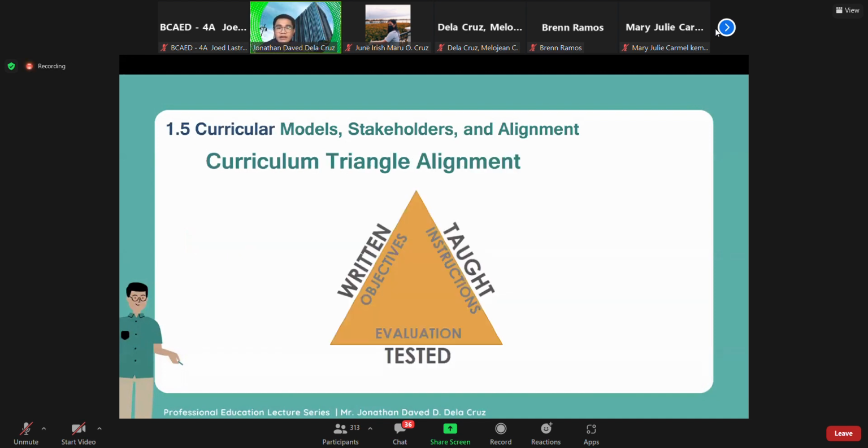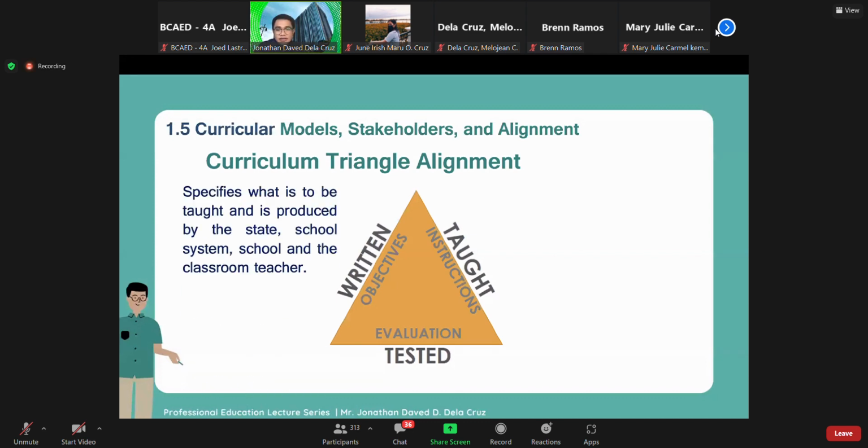Let's go to curriculum triangle alignment. The curriculum triangle alignment, this is more observed in an instructional level of curriculum. Okay. So the first one is written curriculum or objectives. These specify what is to be taught and is produced by the state, the school system, school and the classroom teacher. Ano ito? Ito yung curriculum guide. Ito yung dapat lamanin ng lesson mo. Ito din yung lesson plan na sinulat ni teacher at pinrepare ni teacher na sinulat pa niya sa DLP niya.